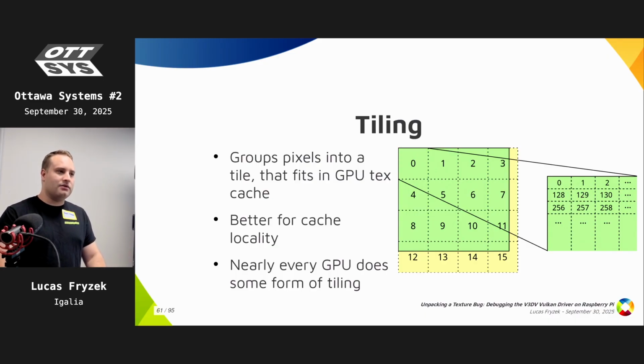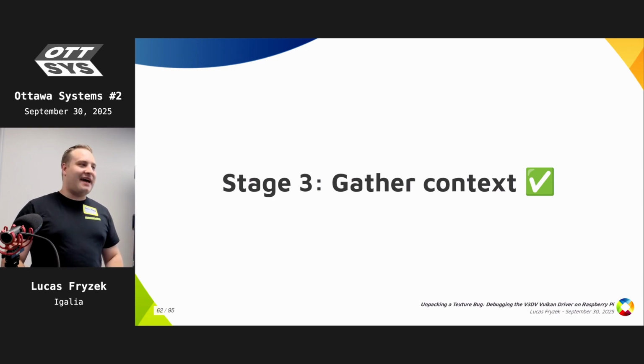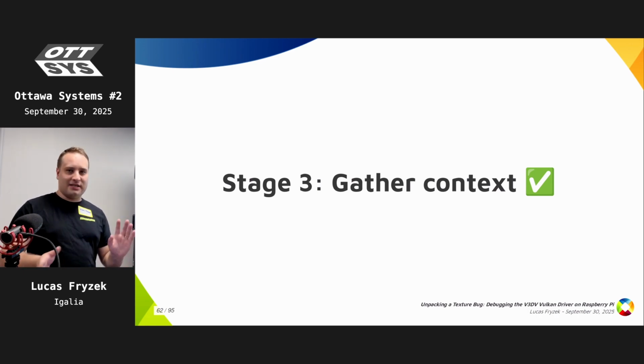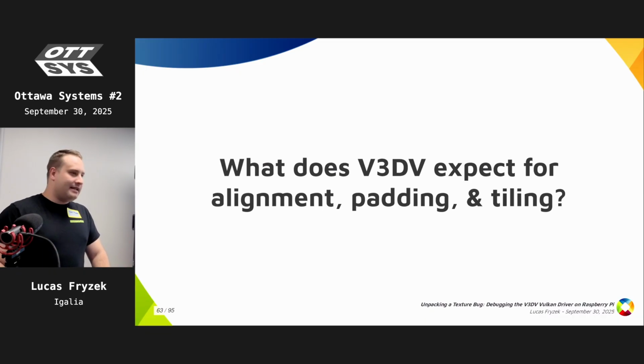And nearly every GPU supports some form of tiling. I think you'd have to go to really old hardware or really specialized hardware to find ones that don't. So this is stage 3. We've gathered context about the issue. We have some ideas of what's going on. It's using MIP mapping with ASTC texture compression, and the MIP levels seem to be overlapping after we get to the 3rd level. So now we can start looking at the hardware itself.